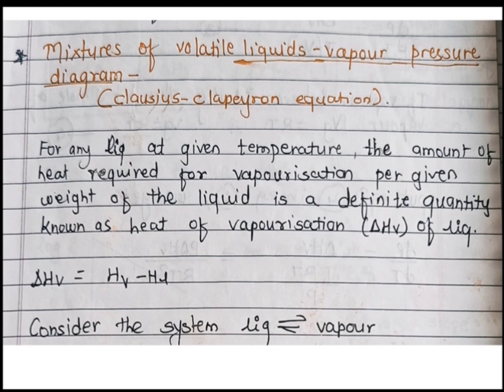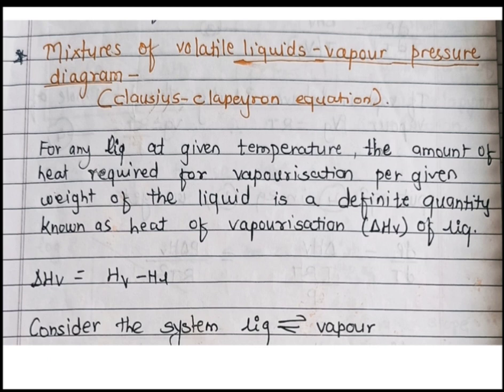Now, the mixtures of volatile liquids, vapor pressure diagram. So, we have taken the liquid-vapor system, and for this we are going to find out delta HV. So, the Clausius-Clapeyron equation is here. For any liquid at a given temperature, the amount of heat required for vaporization per given weight of the liquid is a definite quantity known as the heat of vaporization, delta HV, of the liquid.